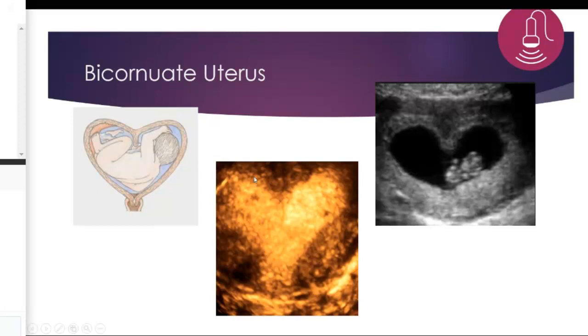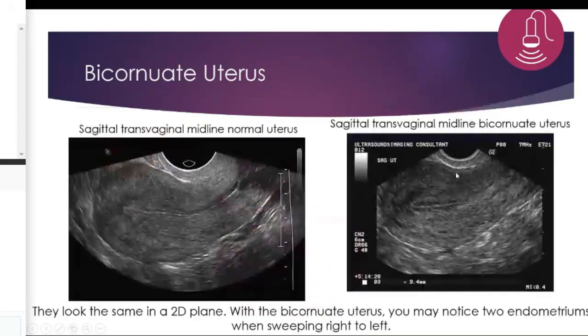This is a 3D image, so that nice heart-shaped endometrium here. And then we have a pregnancy in a bicornuate uterus again, but just an actual image. So it looks like a heart here. This anechoic area is the gestational sac, so that's what the baby lives in. And then we can see what we call fetal pole, a very early embryo right here.